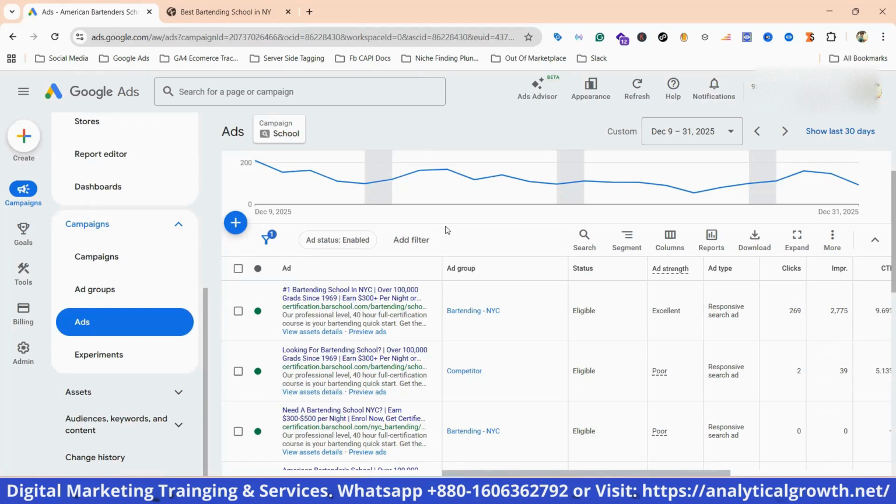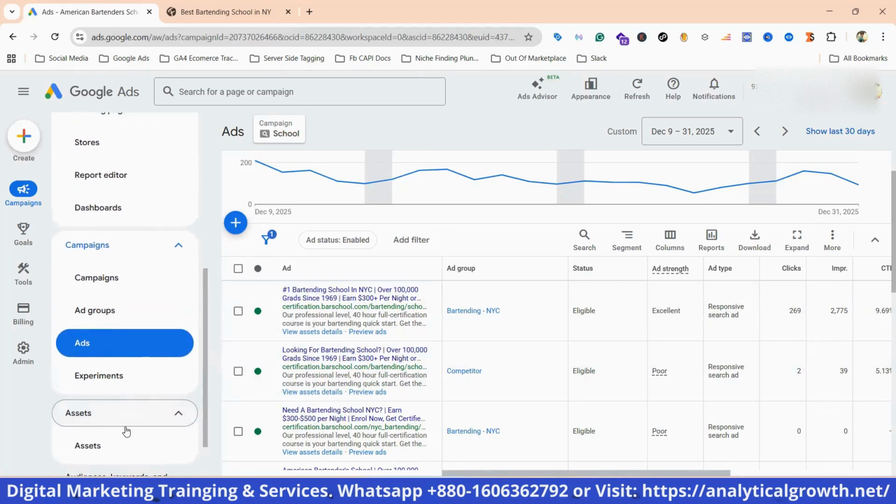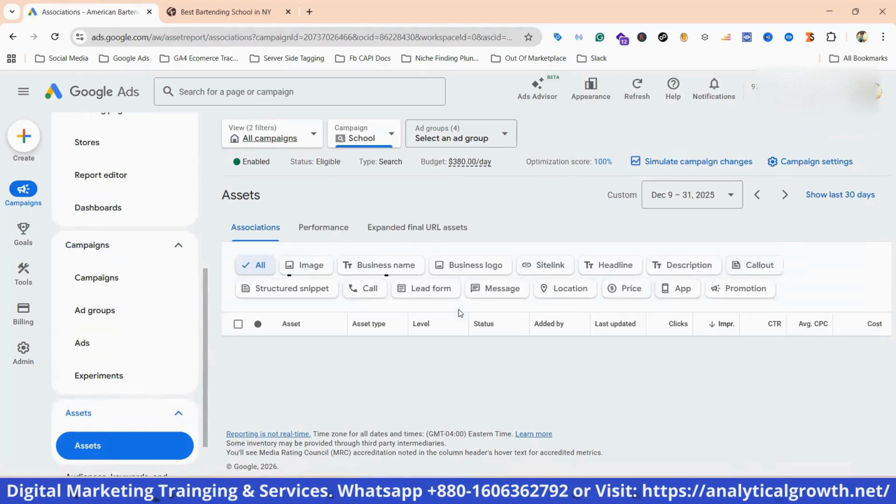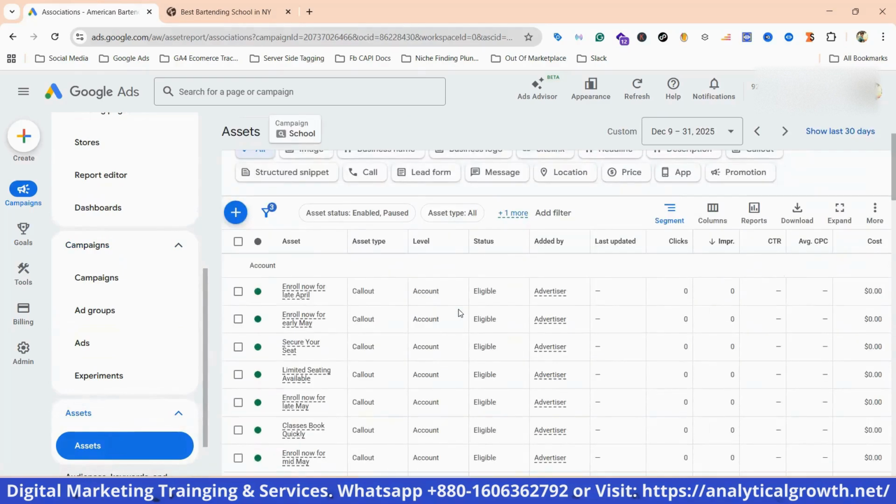Then I check assets every 7 days. Because some assets might be disapproved, so I need to pause those, and on the basis of performance, like which assets are giving you the most conversions, or which assets are giving you the lower cost per lead, I'm keeping those and pausing the others. So this is part of the optimization process, you know.